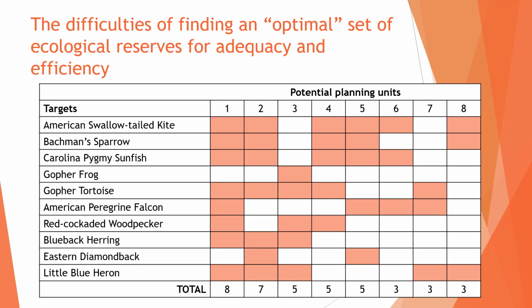Let's now take a look at another example where your job is to identify the smallest number of planning units while conserving all of the identified targets. In this simple example, by ensuring all targets are met, we are being representative, and by selecting the fewest number of planning units, we are being efficient. I'll give you 10 seconds to come up with a solution.